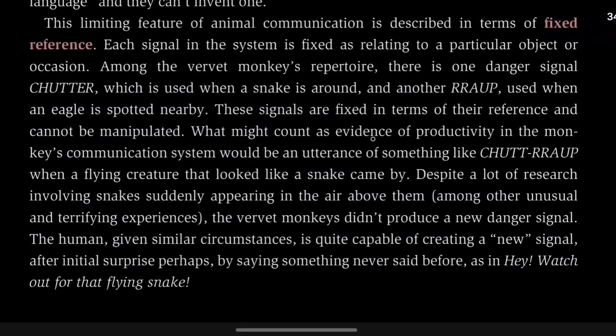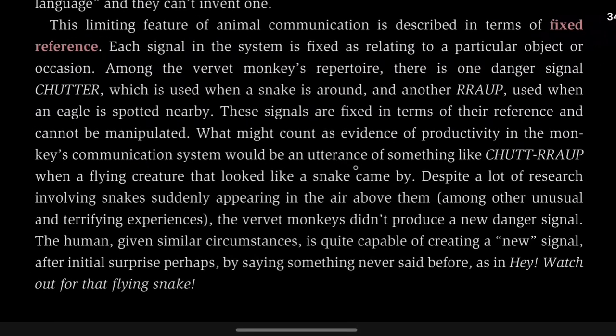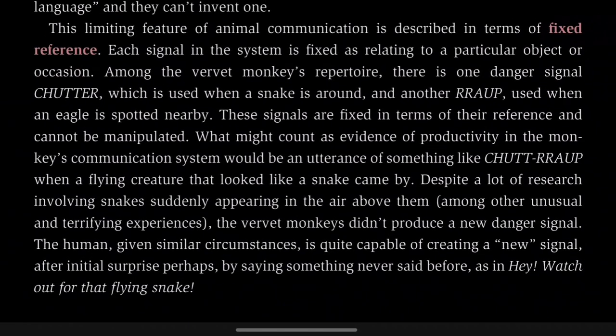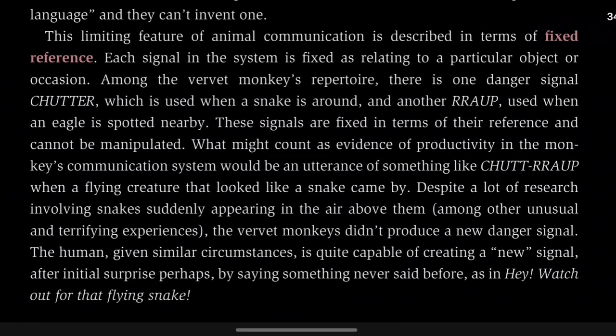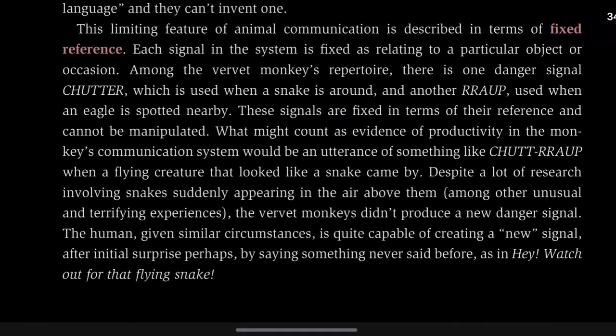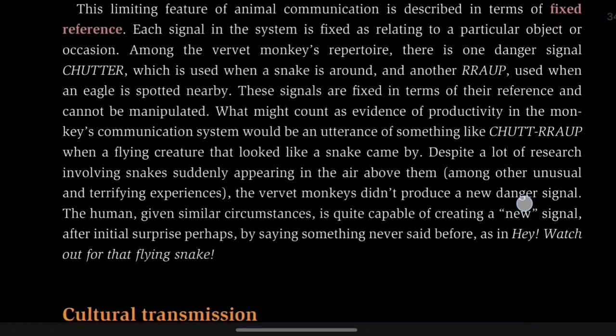What might count as evidence of productivity in the monkey's communication system would be an utterance of something like chatter rub when a flying creature that looked like a snake came by. Despite a lot of research involving snakes suddenly appearing in the air above them, among other unusual and terrifying experiences, the vervet monkeys did not produce a new danger signal.